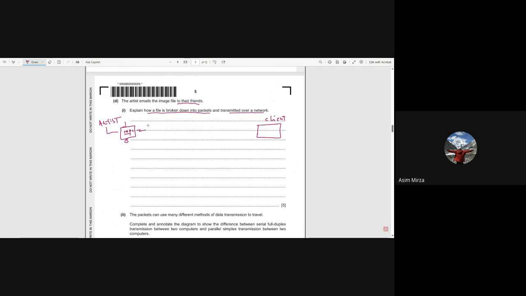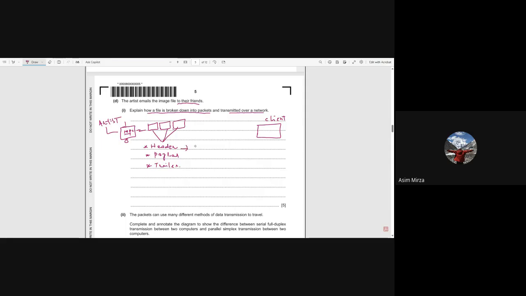The data, the file, the image, will be split into chunks. We call them datagrams or packets. Every packet has some information, right? Every packet is divided into three parts, though there is a lot of information in one packet. But in your syllabus, we have these three important things, that is header, then we have payload, then we have trailer, right?